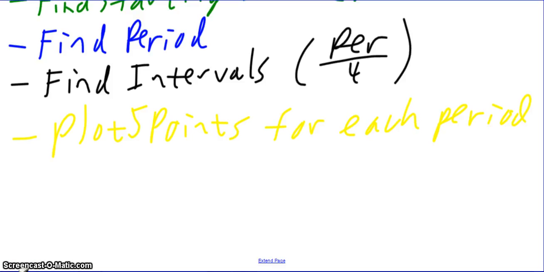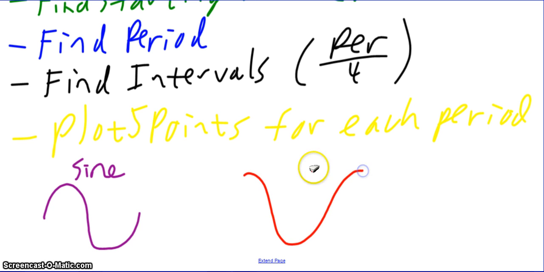Now for sine and cosine, we also need to know what does the basic function look like. That's 1 period of sine, and cosine looks kind of like that for 1 period.